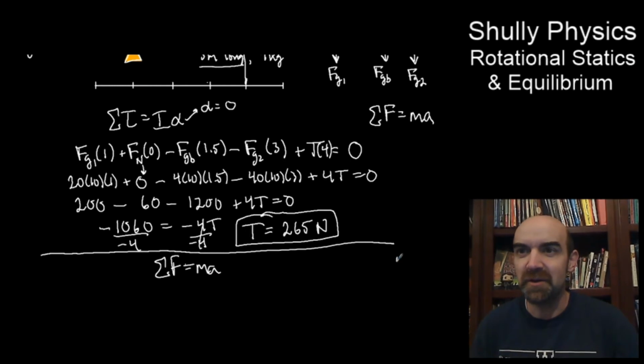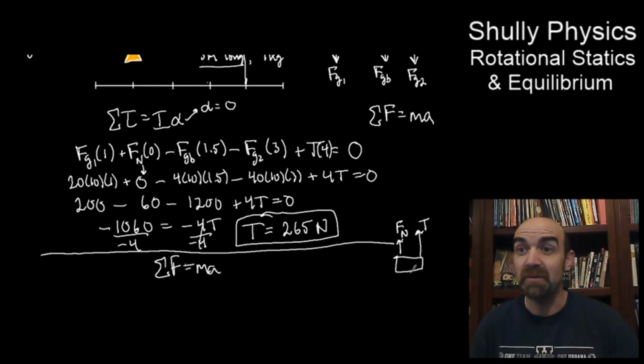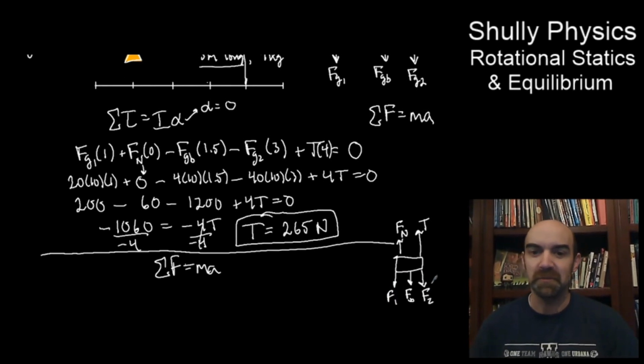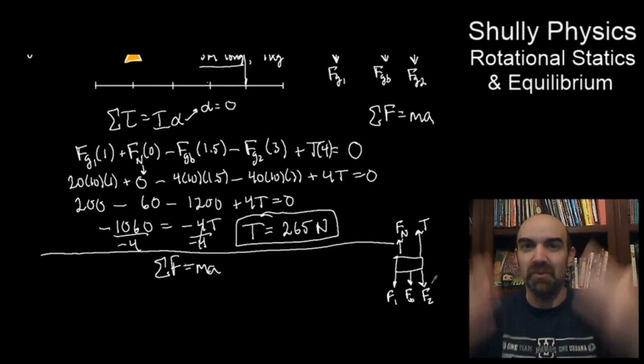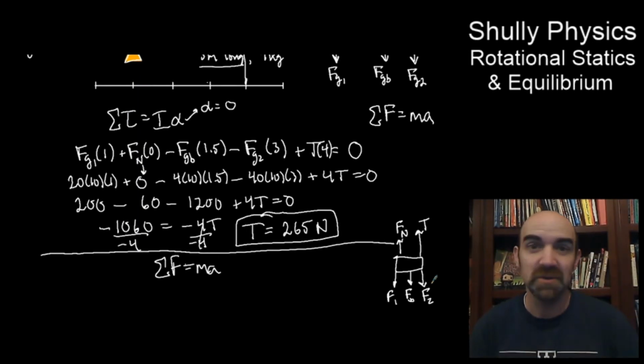Now in this scenario, we're going to have the tension up, we're going to have the normal force up, and we're going to have the weight of the board going down, we're going to have the weight of that mass 1 going down, and the weight of mass 2 going down. And that's all we got to look at this like. We've got 2 forces up and 3 forces down.